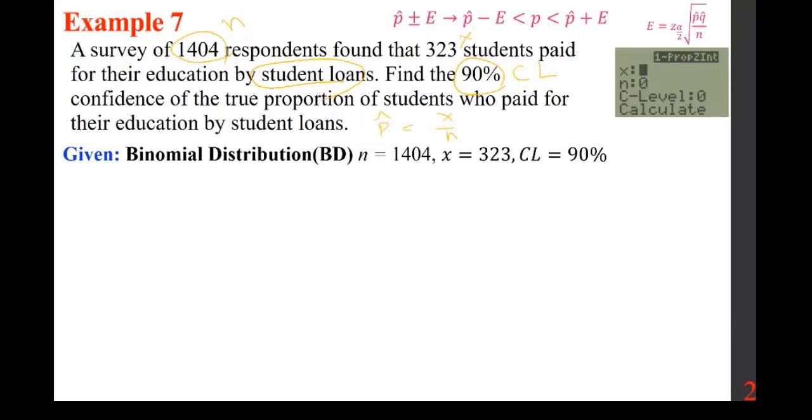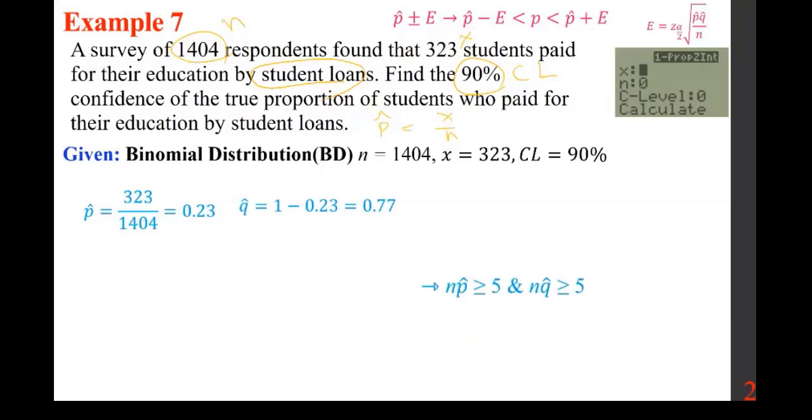X over n. P-hat is x over n. Normally we need more decimals if need be, but that's fine. The q-hat is 1 minus that, and np-hat and nq-hat are both large. Okay, I didn't even calculate it. 0.23 times 1404 is definitely large. So I don't need to even calculate to have an idea that's large. Okay, it's very obvious that it is a large number. By large, I mean definitely larger than 5. But you're more than welcome to calculate the result.